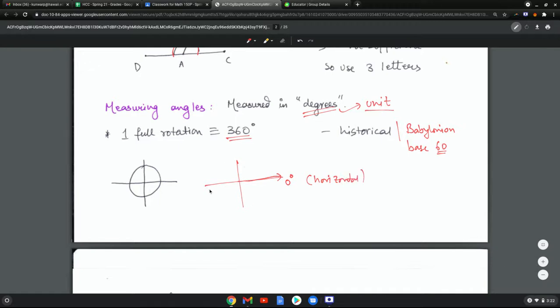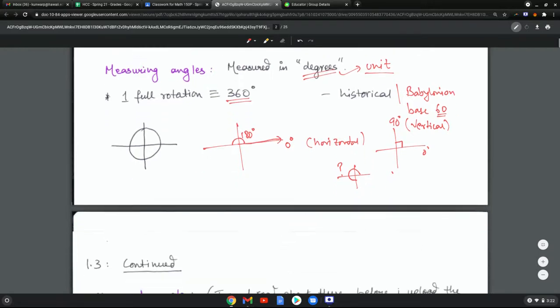Now, if the whole thing is 360, then half of it would be 180 degrees. And then a quarter of that would be 90 degrees. We use this symbol, a square or a box, to say it's 90 degrees. Another way to talk about it would be to say that the line is vertical. What about this angle? Try and figure out what this should be, simply based on the fact that one rotation is 360 degrees.